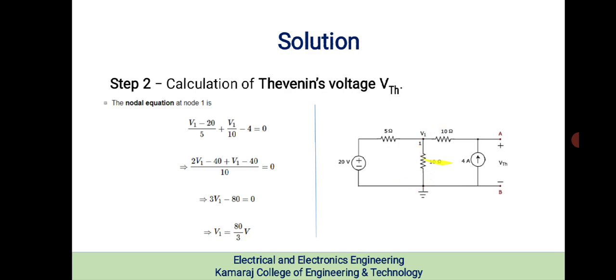Finally, the 10 ohm resistance having the current is 4 amps. It is a given source, so we take this value as 4. So minus 4, which is equal to 0. That means Kirchhoff's current law at node 1, the entering current and the leaving current is equal to 0, or the algebraic sum of current is equal to 0. So I am writing this equation. From that equation we simplify the unknown variable V1, and we get the value V1 is equal to 80 divided by 3 volt.